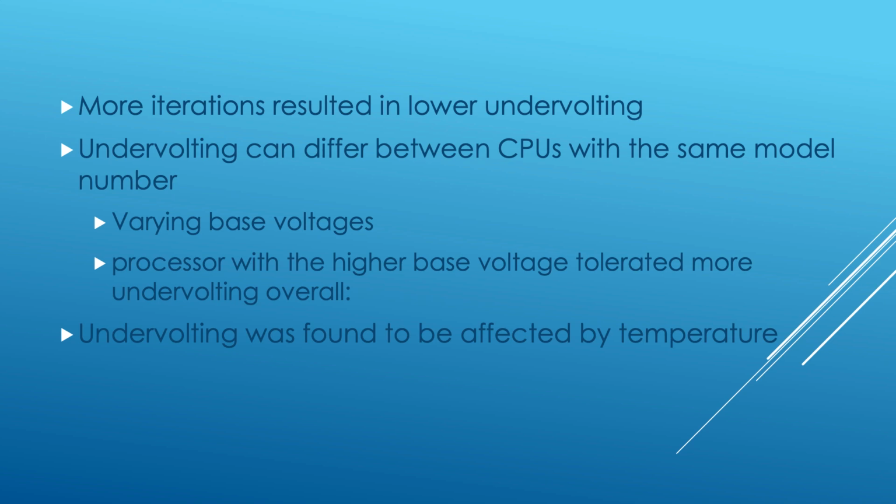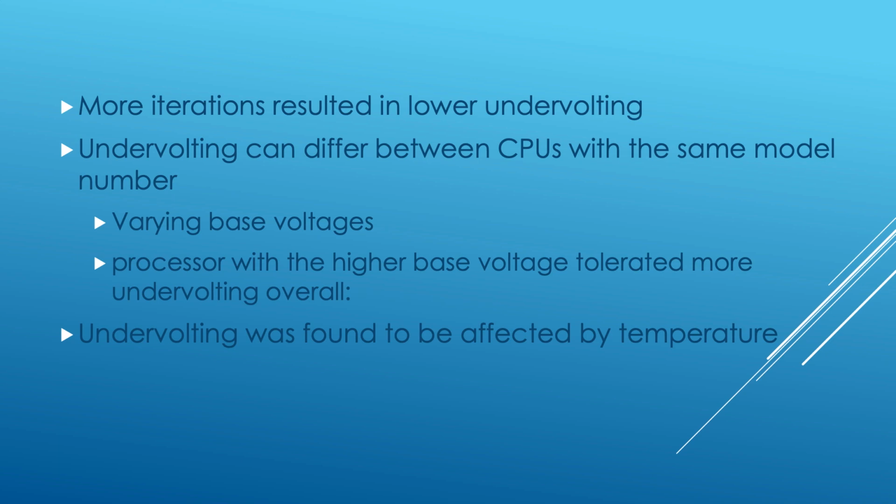So again, one of the things that they found is that they looked at multiple CPUs, and some of them are similar models, but they have different model numbers. Even within those, they have different base voltages, and they realized a connection between base voltage and the voltage it took to go lower to actually create a fault. So those were the differences that they found.